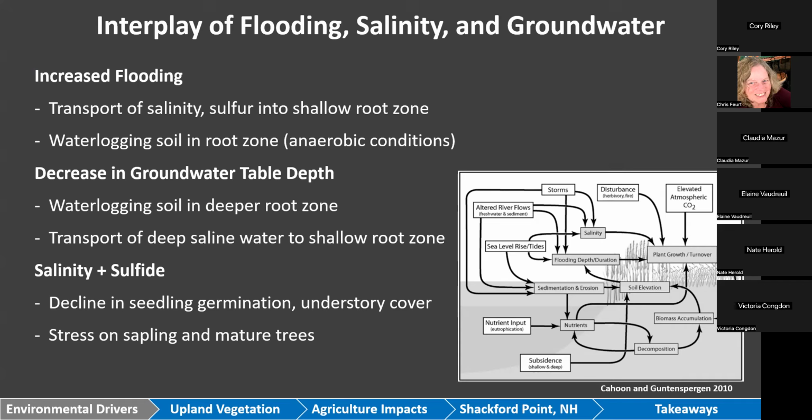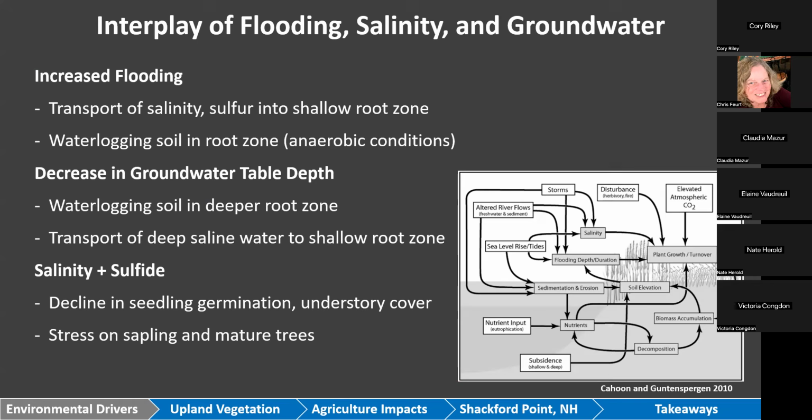With increased flooding, we usually get the transport of salinity and sulfur into the shallow root zone of the upland, as well as we might get waterlogging in that root zone, which might create anaerobic conditions that a lot of plants might be intolerant of. We might get increased salinity and sulfide concentrations in the upland, which might decrease seedling germination of trees, forbs, and shrubs that are intolerant, as well as we might induce high stress on sapling and mature trees.